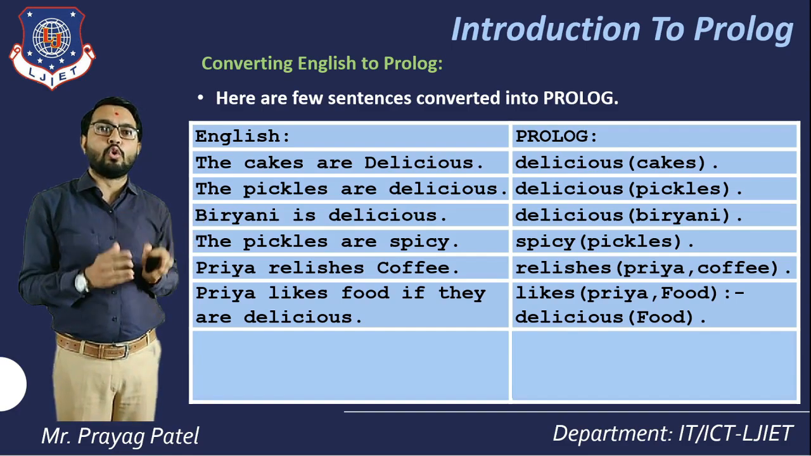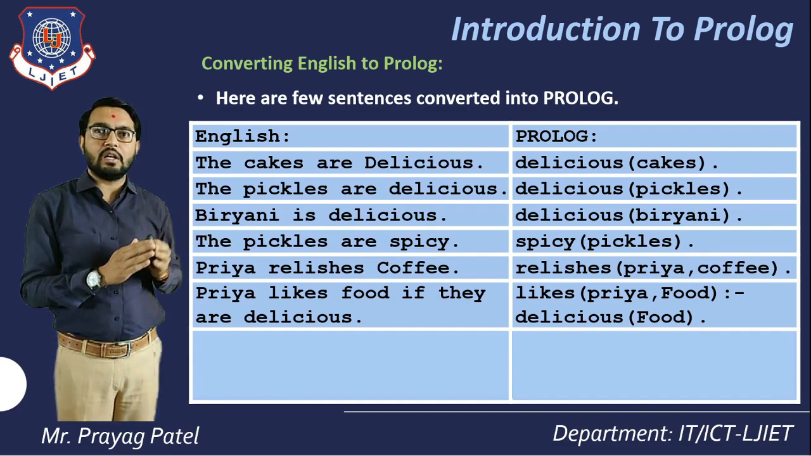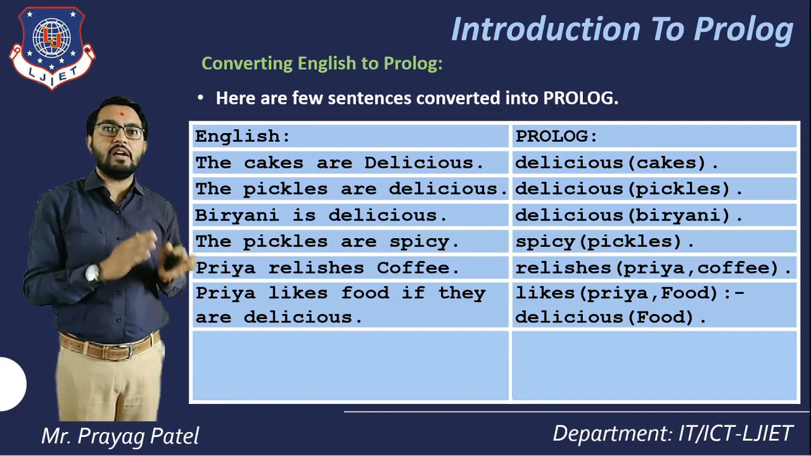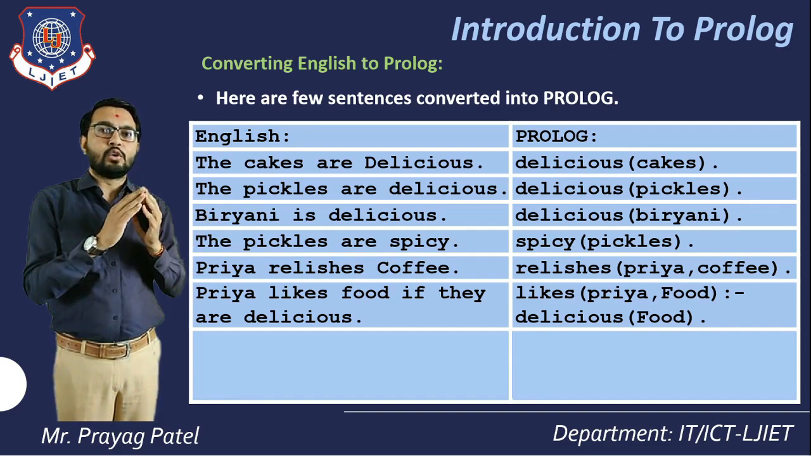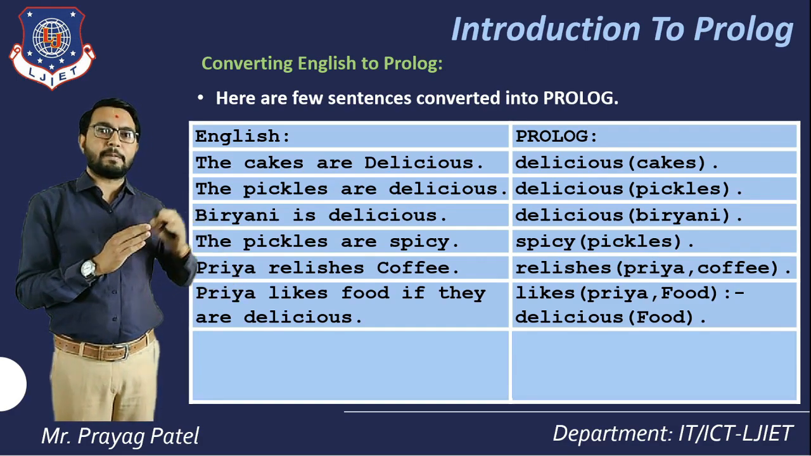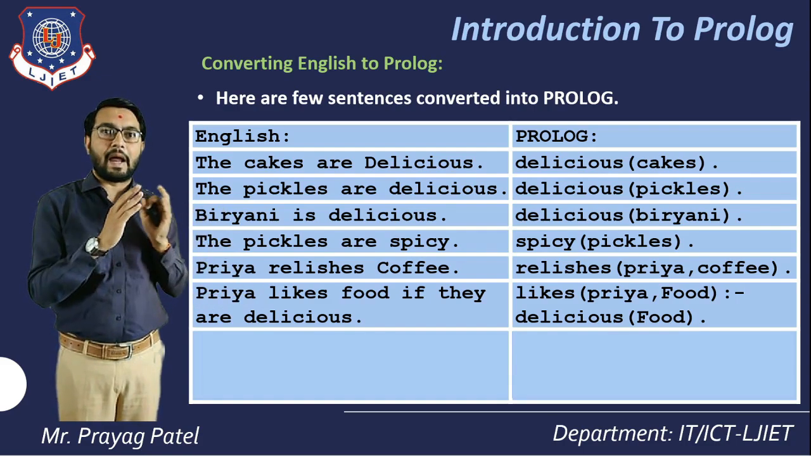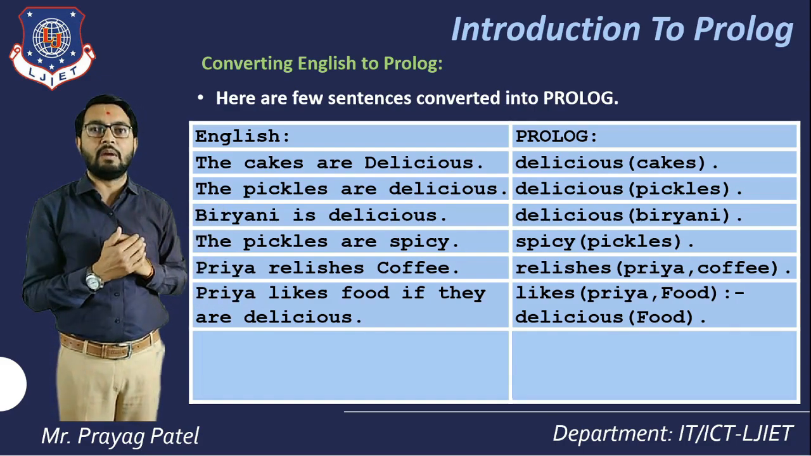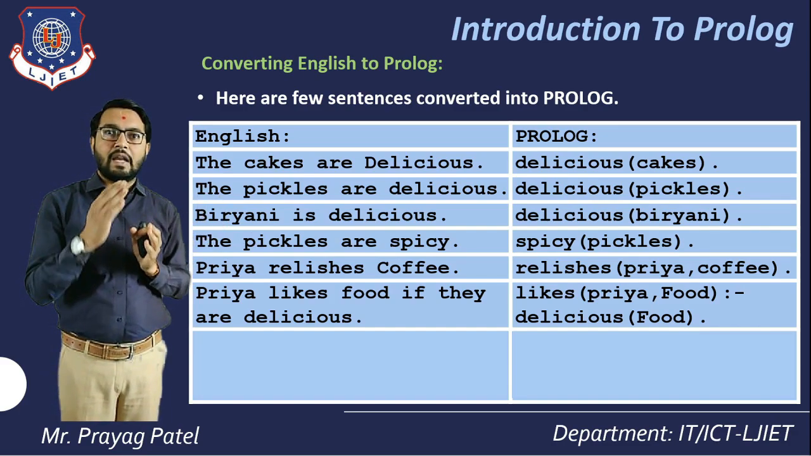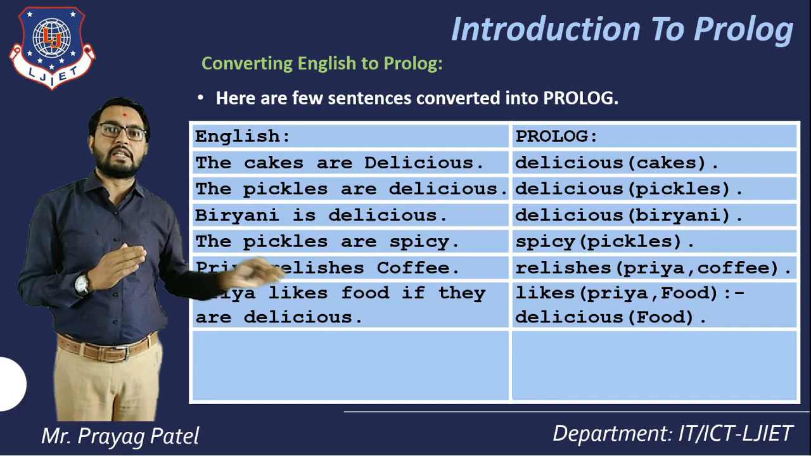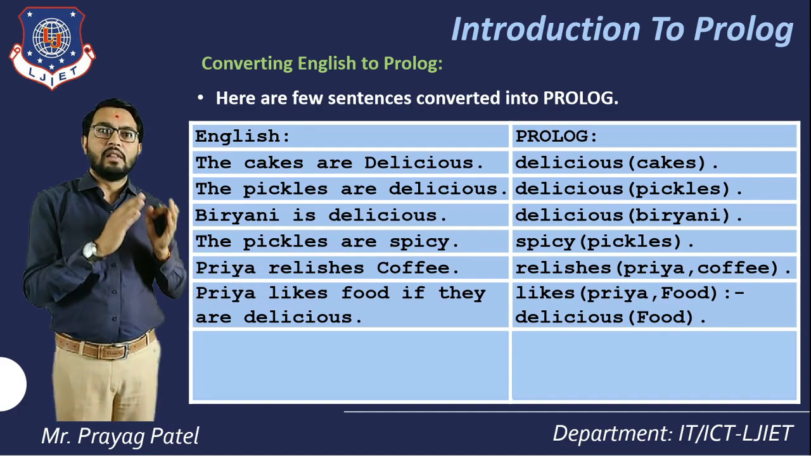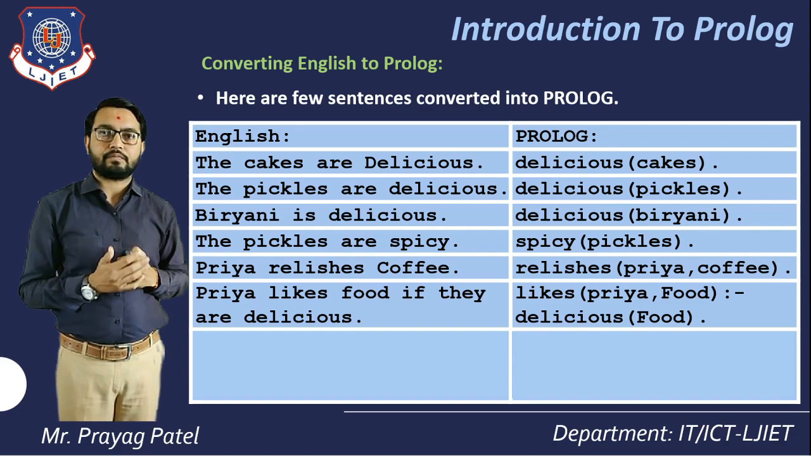So here there are two goals. First solve the subgoal, delicious food, if the food is delicious. Then Priya likes food. So there are two parts in the sentence, a left part and a right part. First satisfy the right part, so read the right part first. If the right part is satisfied, then the left part will be satisfied. The colon and dash separates them: before the colon and dash is the left part, and after it is the right part. So first the food is delicious, then Priya likes food.